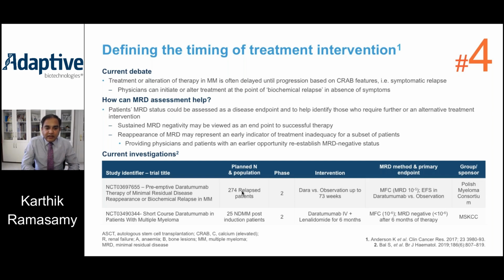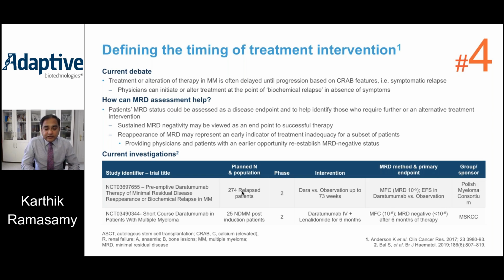So how can MRD assessment help this? Patients' MRD status could be assessed as a disease endpoint and identify those who require either further treatment or an alternative treatment intervention. So reappearance of MRD in a patient who is MRD negative could be an early indicator of treatment inadequacy for a subset of patients. And also, using sustained MRD negativity as an endpoint, you could start to look at treating patients who have reappearance of MRD and whether they move on to MRD negative and maintain MRD negativity.